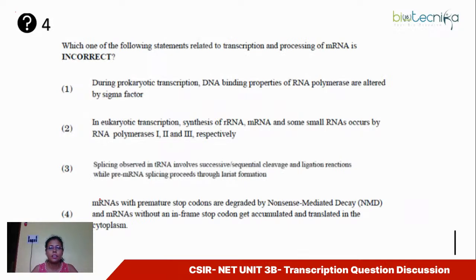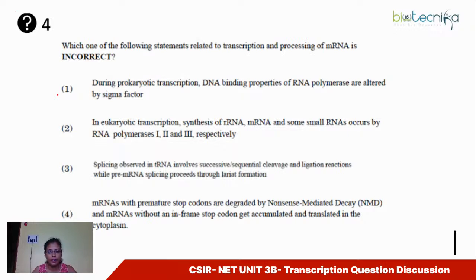Which one of the following statements related to transcription and processing of mRNA is incorrect? During prokaryotic transcription, DNA binding properties of RNA polymerase are altered by sigma factor. In eukaryotic transcription, synthesis of rRNA, mRNA, and some small RNAs occurs by RNA polymerase 1, 2, and 3. Splicing observed in tRNA involves successive sequential cleavage and ligation reaction, while pre-mRNA splicing proceeds through lariat formation. mRNA with premature stop codons are degraded by nonsense-mediated decay, and mRNAs without an in-frame stop codon get accumulated and translated in the cytoplasm.